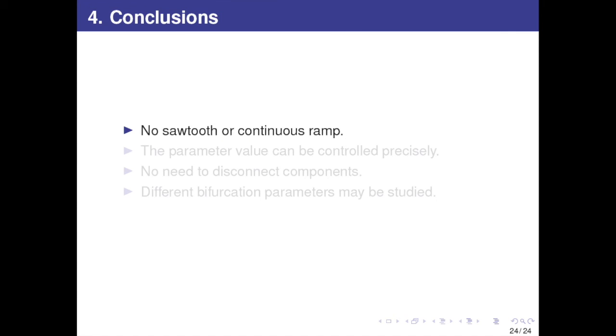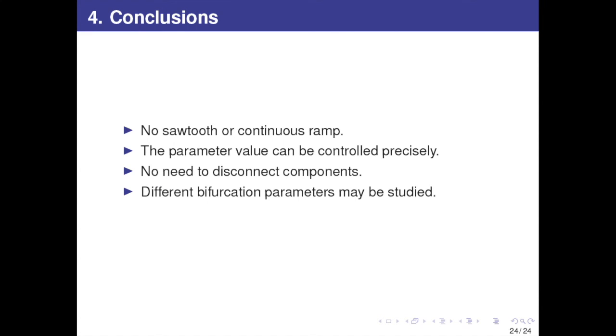Finally, to conclude this work, we have the following notes. First, the control bifurcation presented here didn't use sawtooth or continuous voltage ramps as was used in other works. Second, the bifurcation parameter value that needs to change can be controlled precisely with the embedded system. Also, there is no need to disconnect the electronic components in order to change the value of the parameter. And finally, different control bifurcations can be further studied with different parameters, different ranges of values, or even different bifurcating systems.